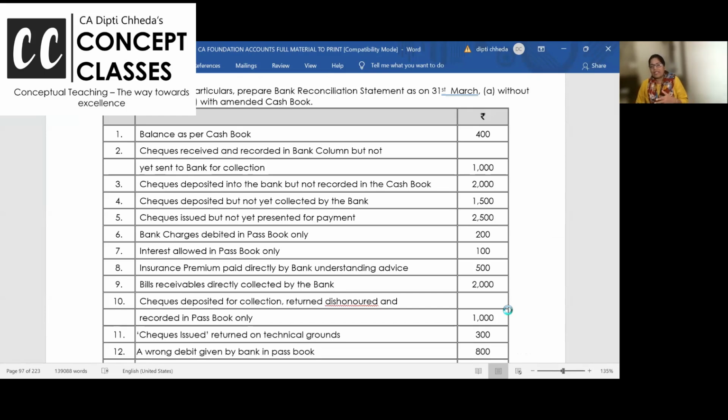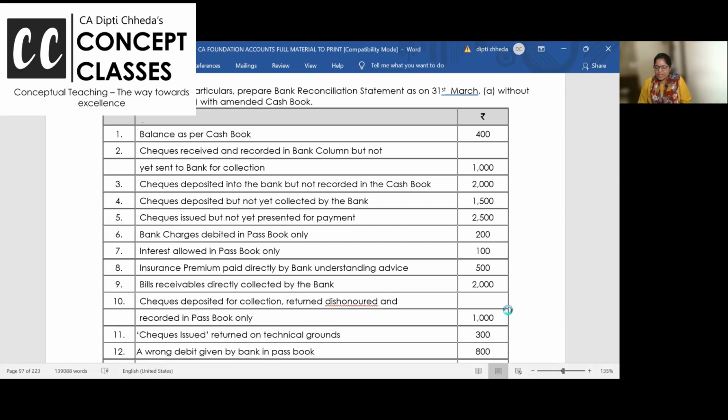And this is a value addition for your Inter and Final also. Chalo. From the following particulars, prepare bank reconciliation statement as on 31st March with amended cash book and without amended cash book.